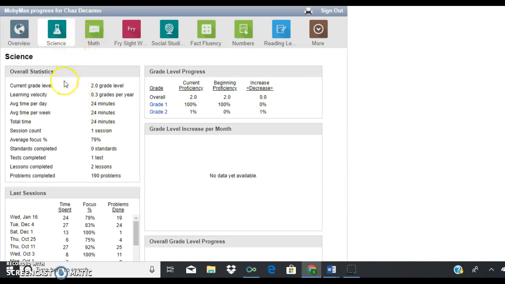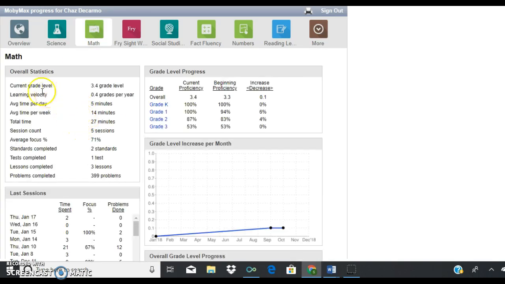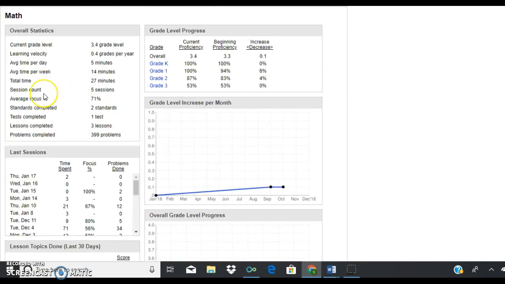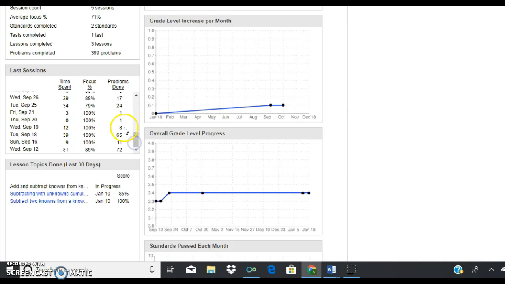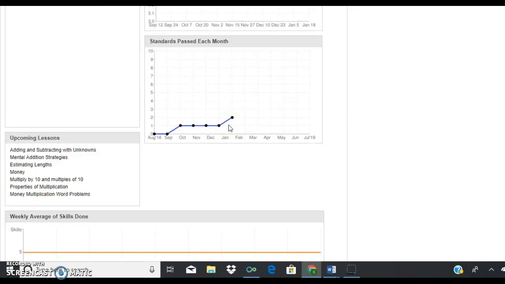Over here, like I said, the overall statistic for current grade level, he's in the second grade and learning facility, he's at a 0.3 grades per year. Average time spent per day is 24 minutes. So that's in science. Over here is current grade level for math. He's at a 3.4 grade level in math. So he's doing really well in math. And how much time he spent working and the topics that he's done so far in the last 30 days. So it's showing the progress.